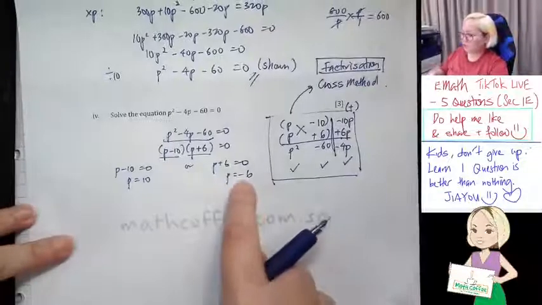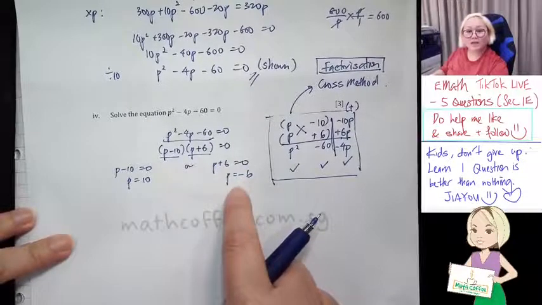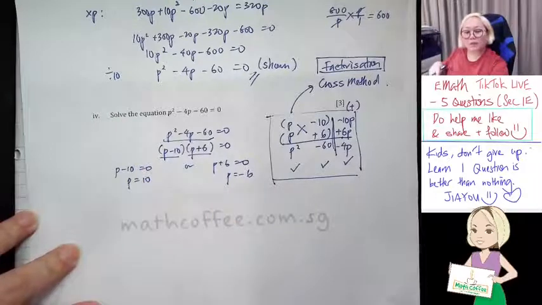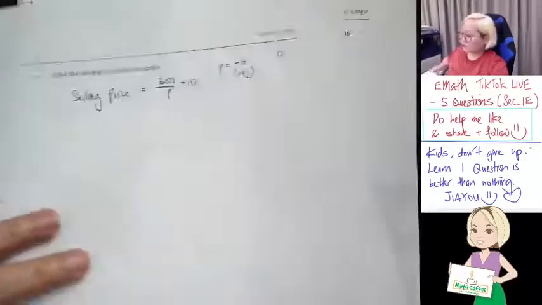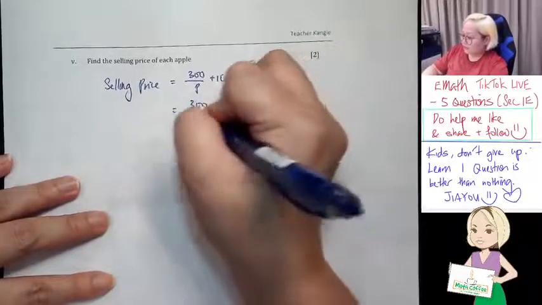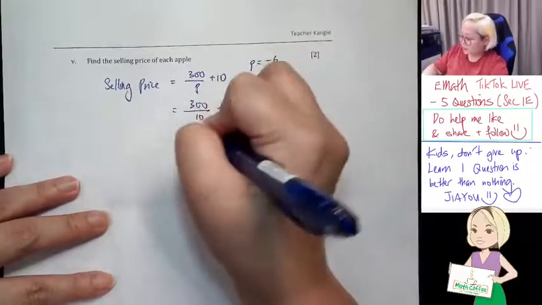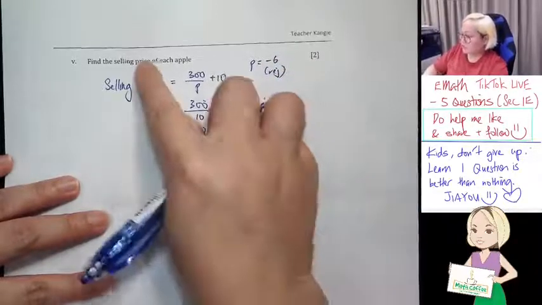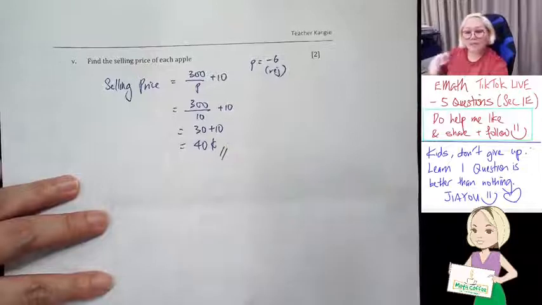But on the previous part, you do not reject. I have students who tell me that the school teacher deducted marks when they rejected it over here. You're not supposed to reject at this part. You're only supposed to reject at the next part. So I'm going to use the 10. So it will be 300 over 10 plus 10. So it will be 30 plus 10. So it's 40 cents. So the selling price of one apple is 40 cents.